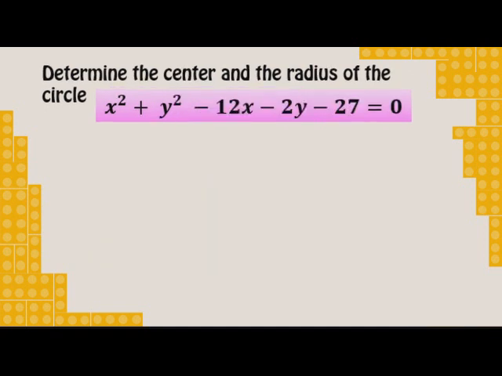This time, the equation is in general form. Don't worry, I will guide you how to do this. So we have here the equation x squared plus y squared minus 12x minus 2y minus 27 equals 0. Okay, so we have it for our solution now.